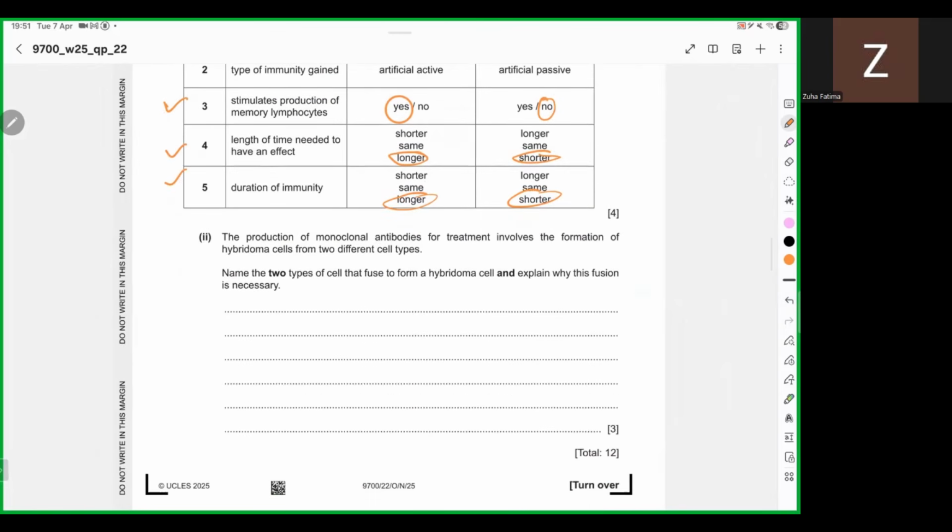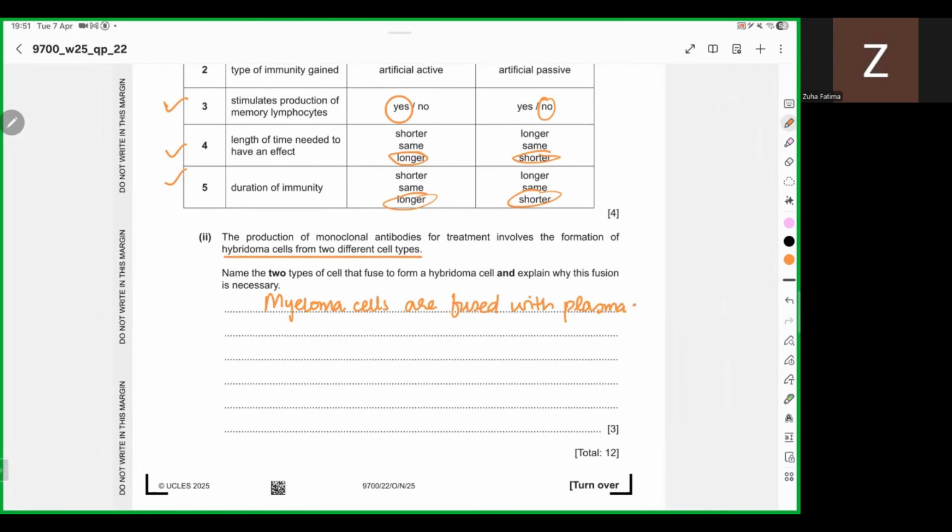The production of monoclonal antibodies for treatment involves the formation of hybridoma cells from two different cell types. Name the two types of cells that fuse to form a hybridoma cell and explain why this fusion is necessary. We fuse the myeloma cells, which are cancerous B cells, with plasma cells.